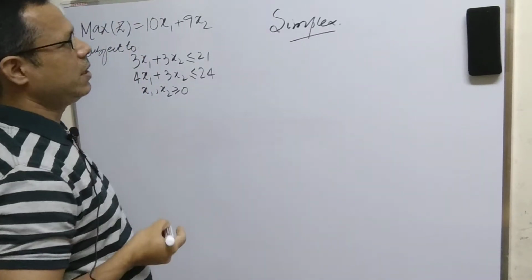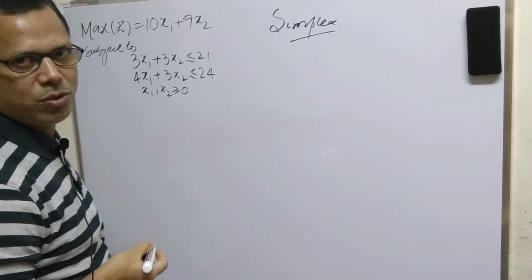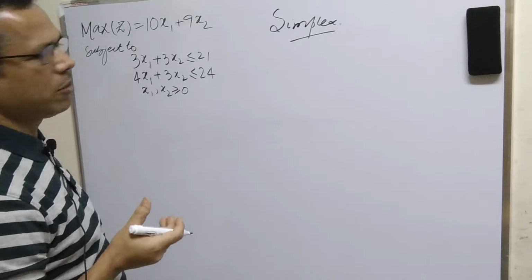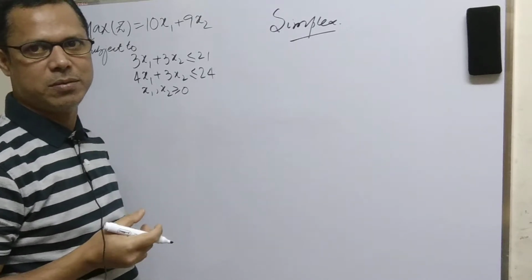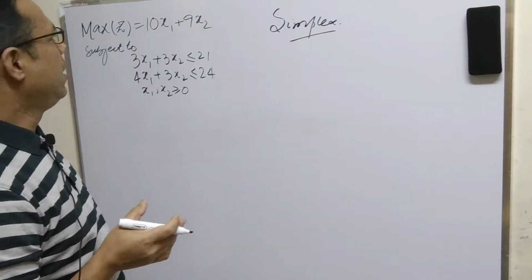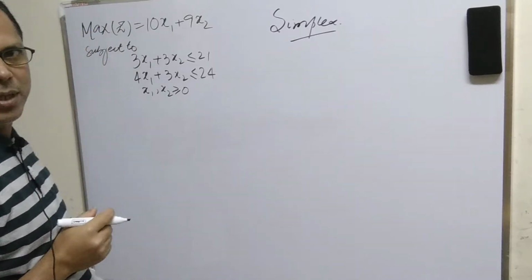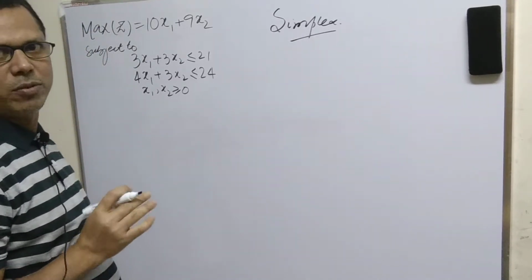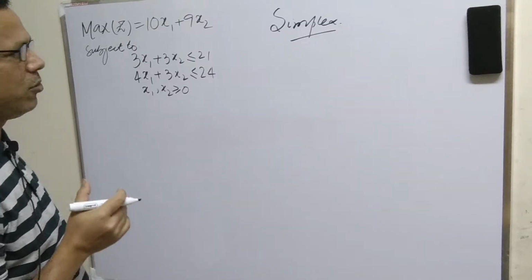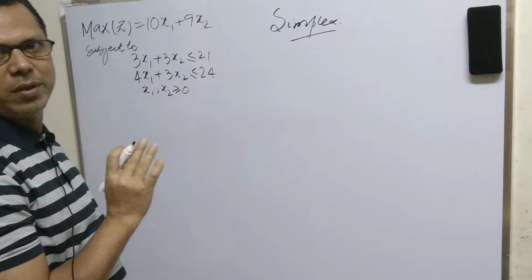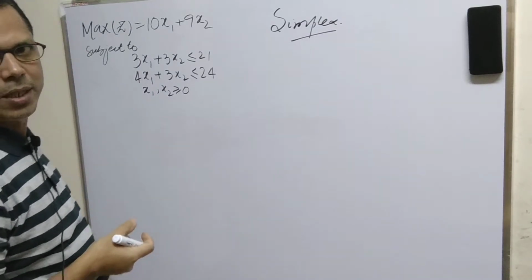So the simplex method is one of the best methods that we can apply to solve any type of linear programming problem, either maximization or minimization, and any number of variables is applicable. In the graphical method we are restricted to two variables, but here there are no restrictions. We may use this method to solve problems with any number of variables.